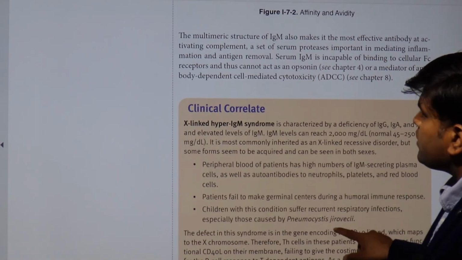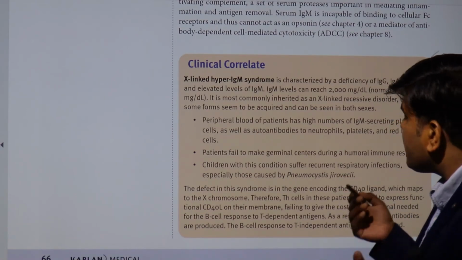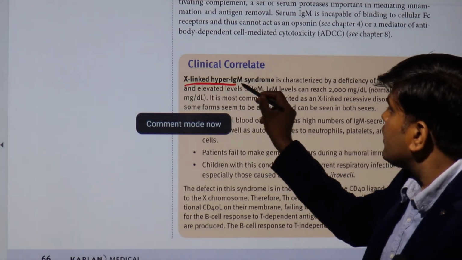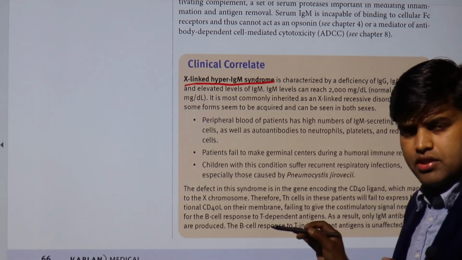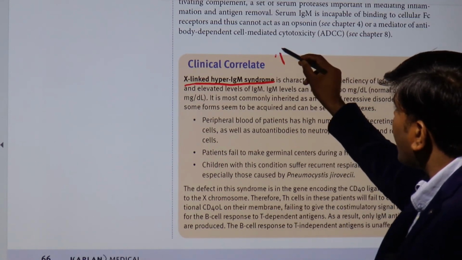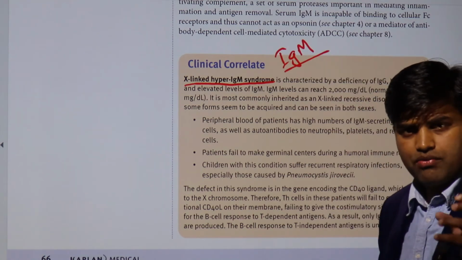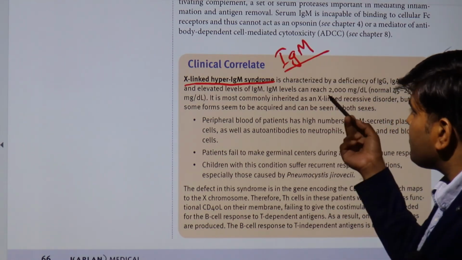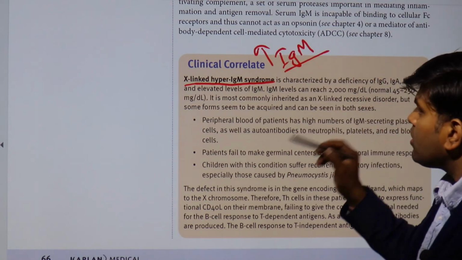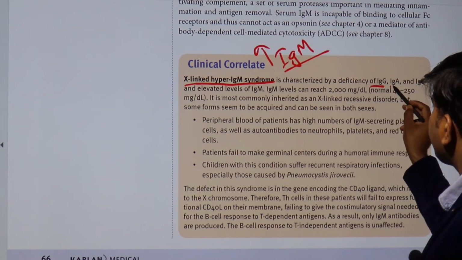There is one disease called X-linked hyper IgM syndrome. The name itself says it. So there is some disease related to the X chromosome, and in that case there is high immunoglobulin M inside your body due to some reason, and we need to find out why this IgM is high inside your plasma, but the others are not there, because it is characterized by the deficiency of immunoglobulin G, A and E.